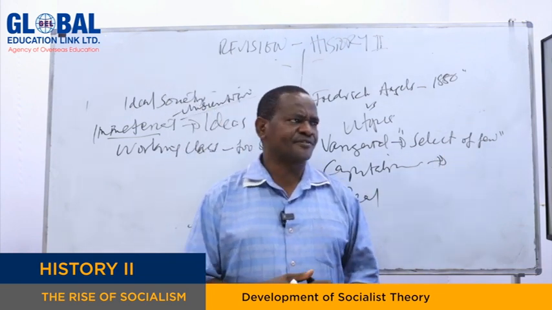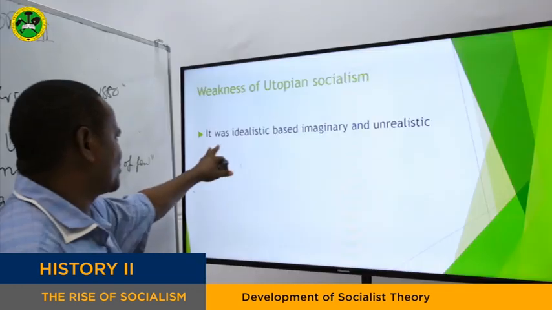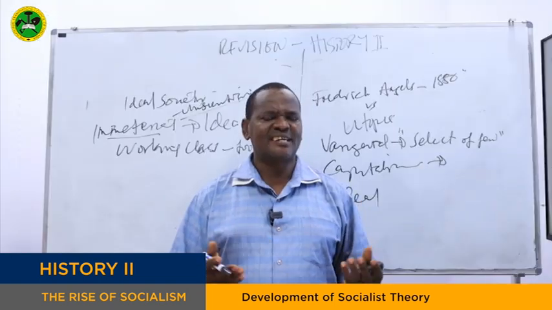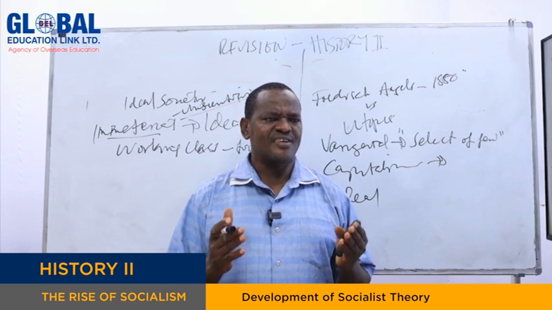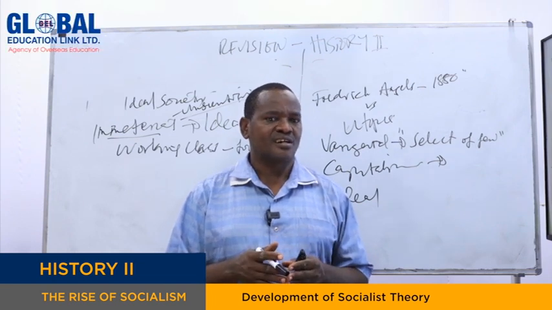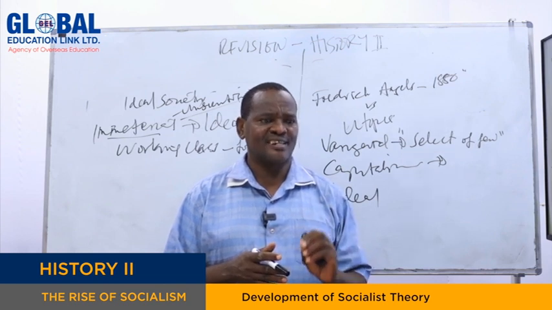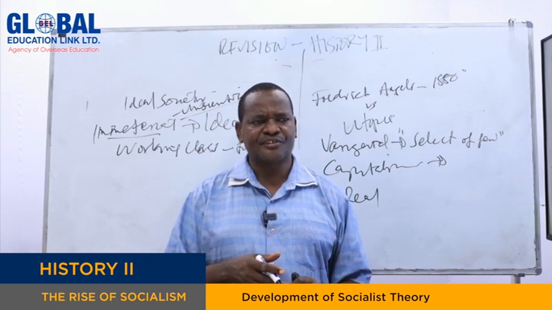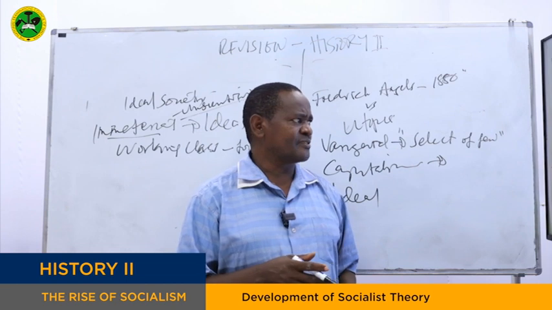What is the weakness of utopian socialism? The first weakness is that it was too idealistic, based on the imaginary and unrealistic. They believed in ideas. They were speaking and believing of something which was so difficult to attain. That's why we said earlier their proposal was unattainable. How can you dispossess the capitalist's wealth through negotiation, through reasoning? That was very difficult.